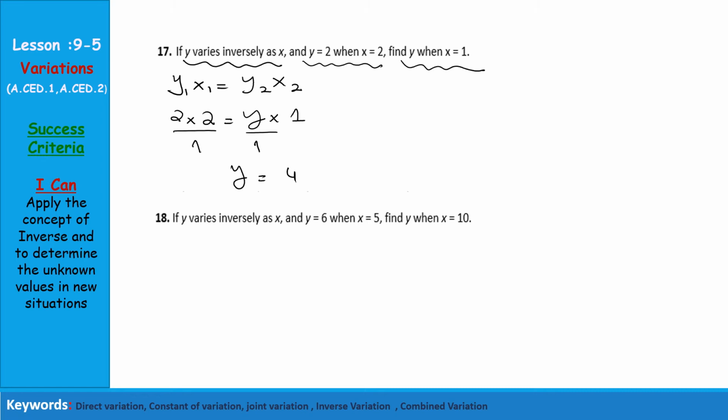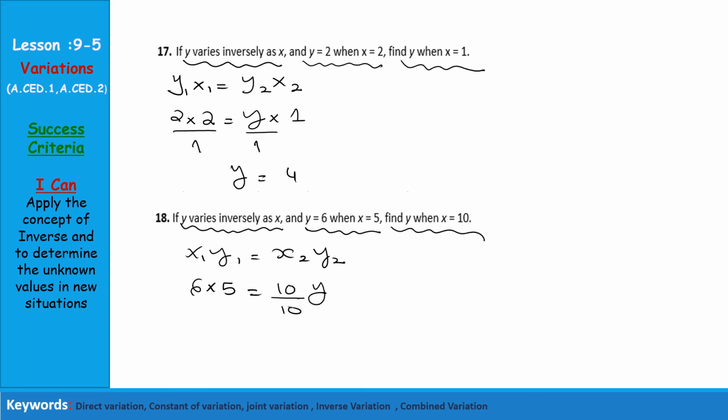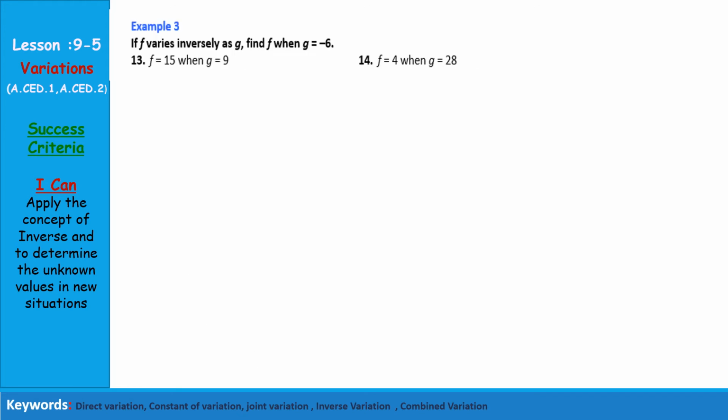Now second, y varies inversely as x. We know x1 y1 equals x2 y2. If y is 6 when x is 5, so 6 times 5, and find the y when x is 10. Now divide both sides by 10 and you will get here y equals 3. That's all. Let's check what is going on here.